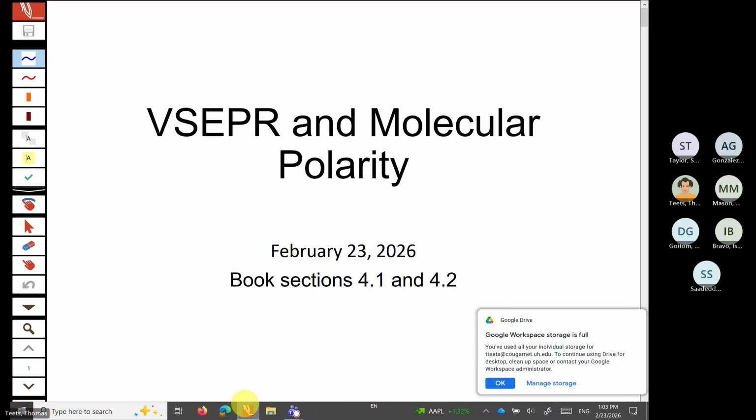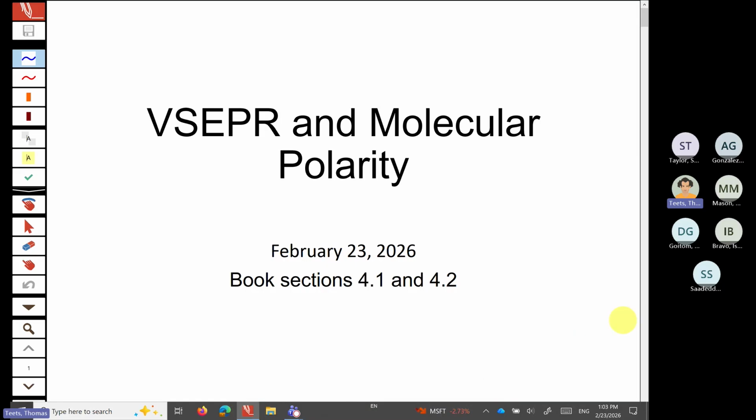We're going to continue on with the first couple chapters, 4 topics. We got a good start on VSEPR last week, which is the approach that we're going to use to convert a Lewis structure into a 3-dimensional shape. We're going to finish that off today and then talk about molecular polarity, which is something that you can predict once you know what the shape of a molecule is and some other things about it.